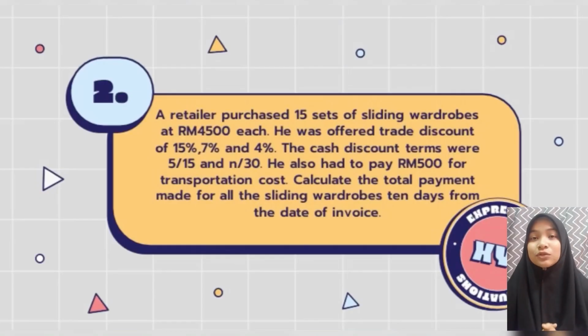And now, my turn to present question number 2. A retailer purchased 15 sets of slider wardrobes at RM 4,500 each. He was offered trade discount of 15%, 7% and 4%. The cash discount terms were 5 per 15 and N per 30. He also had to pay RM 500 for transportation costs. Calculate the total payment made for all the slider wardrobes 10 days from the date of invoice.